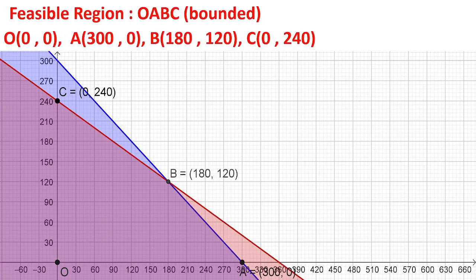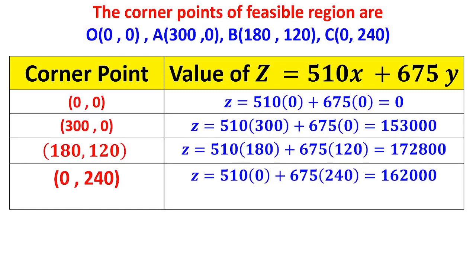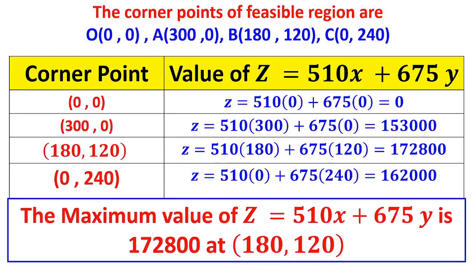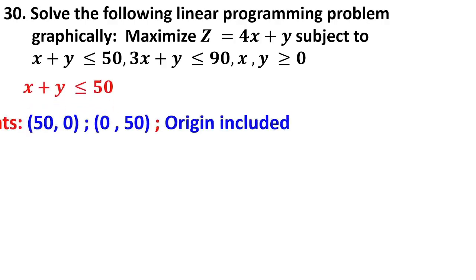And this is the region bounded O, A, B, C. And suppose in the x-axis and y-axis, if you have taken multiples of 30, you will get the point of intersection directly. Otherwise, you have to solve the equations to get the point of intersection. And I am making use of the table. Corner points I know, value of Z is being found, and the maximum value is obtained at 180, 120. It is 1,72,800.